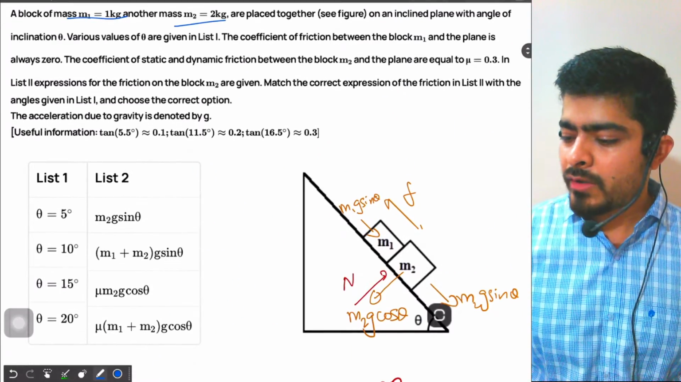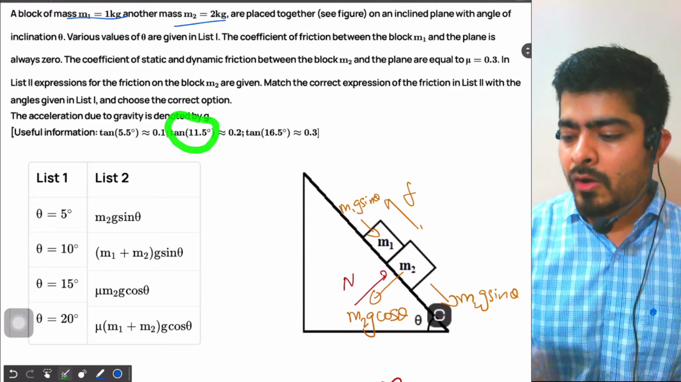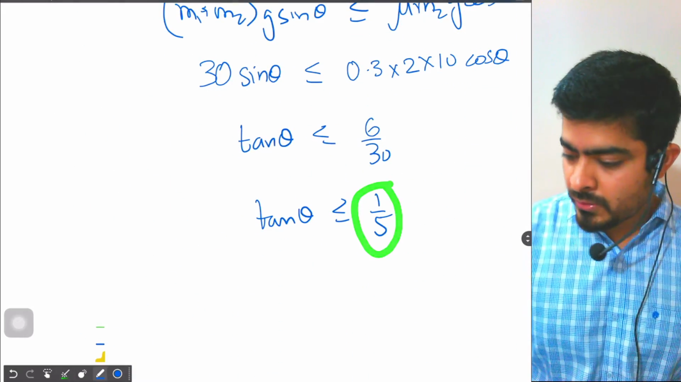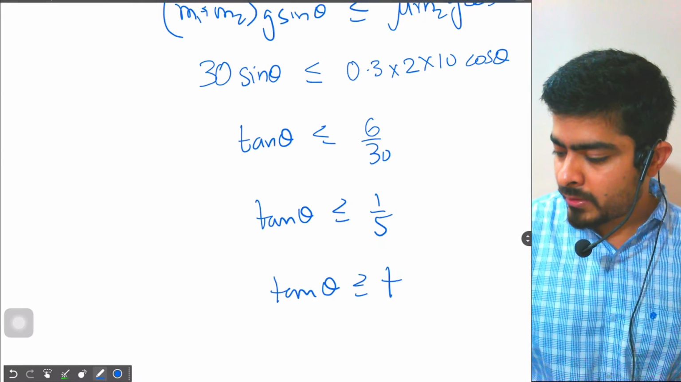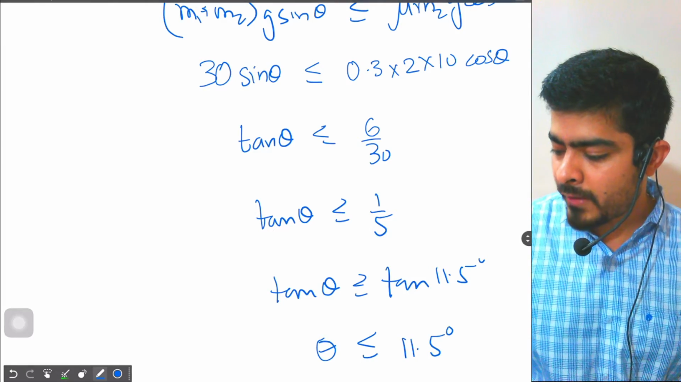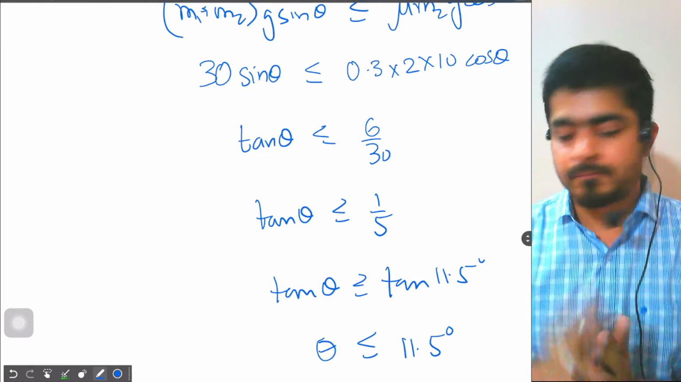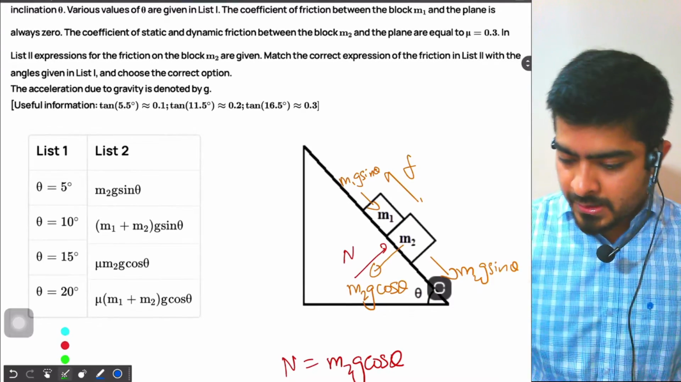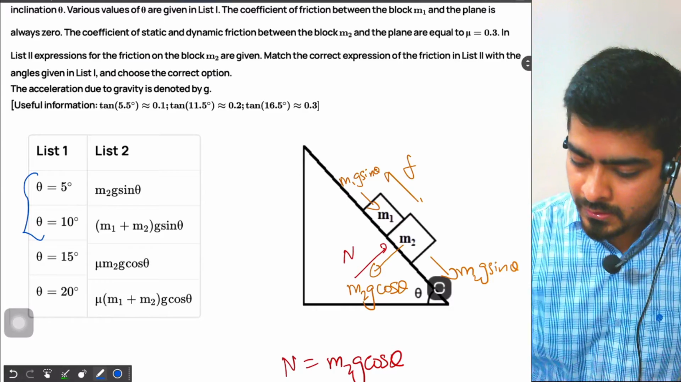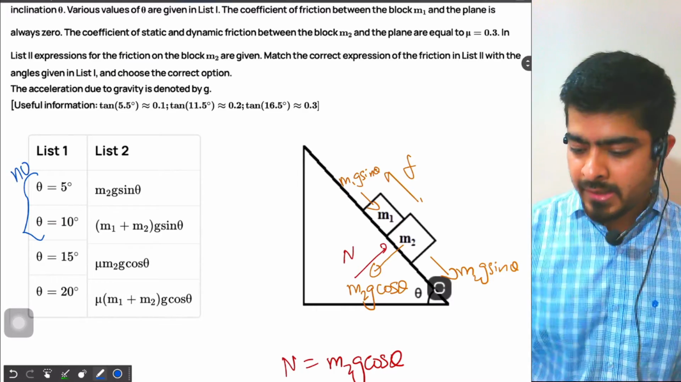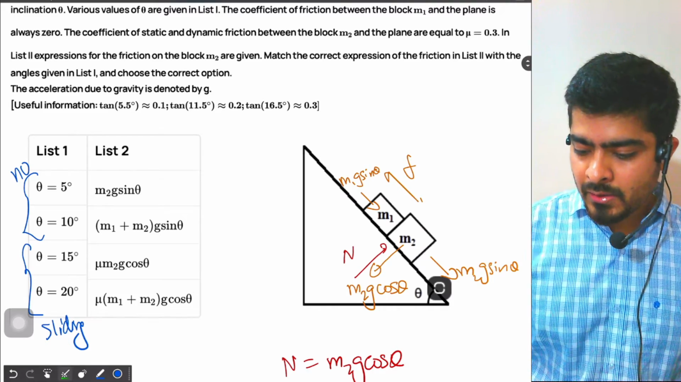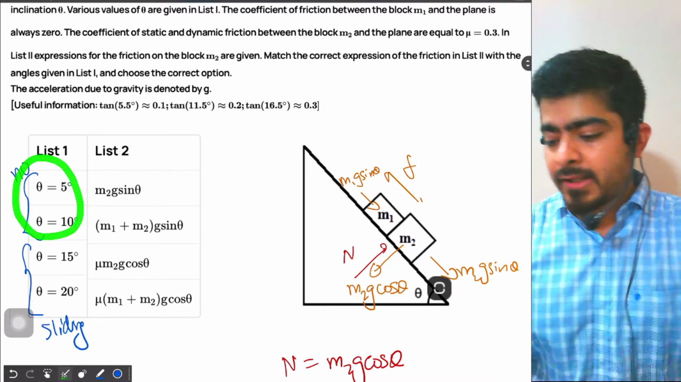So tan theta should be less than or equal to 1 by 5. Now in the question you are given that tan of 11.5 degrees is 0.2. 1 by 5 is basically 0.2. So tan theta should be less than or equal to tan of 11.5 degrees, or theta should be less than or equal to 11.5 degrees for no sliding. So in these two cases there will be no sliding involved. And in these two cases there will be sliding involved.